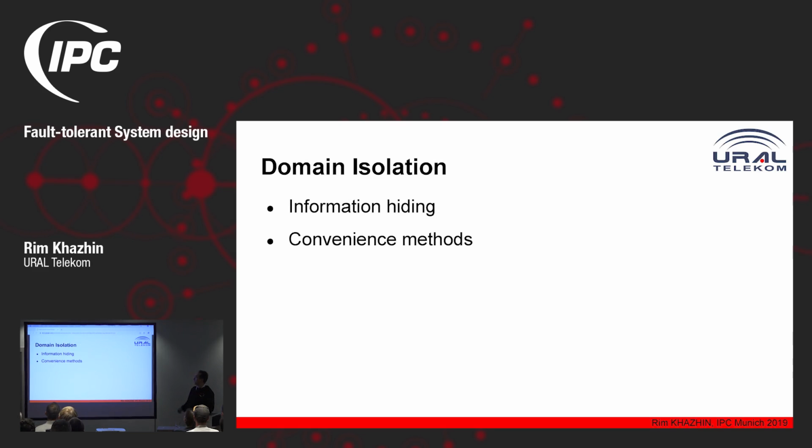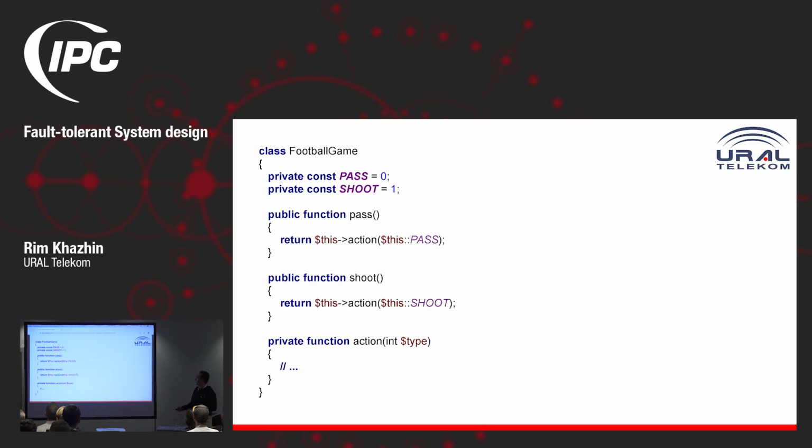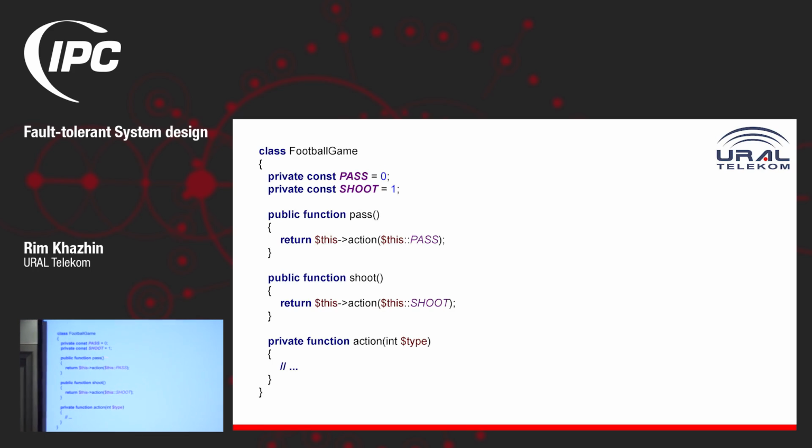And domain isolation. So basically, if you have some module, the other developers shouldn't know much about that module. Just use it with some convenience methods. Simple application: we have a football game class, let's say, and you have two convenience methods, pass and shoot. You can write a generic method like action, and you get the type. That would be beautiful and less code.